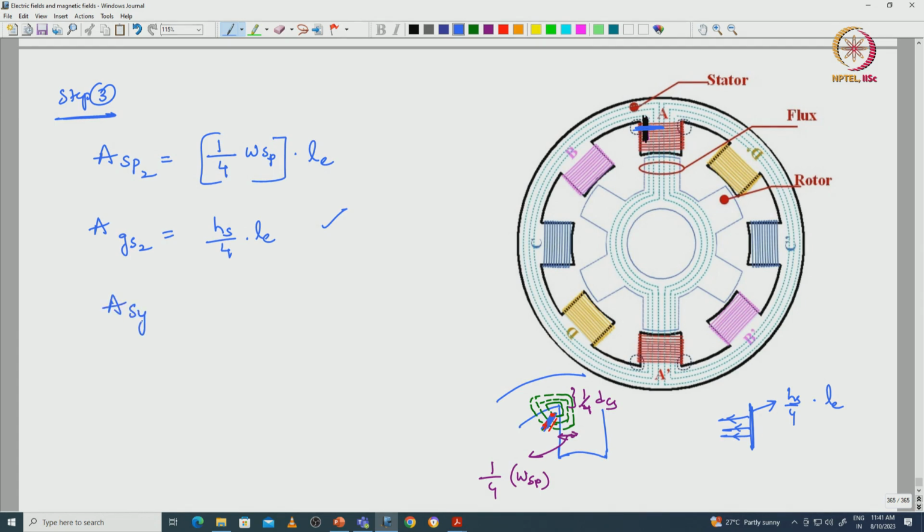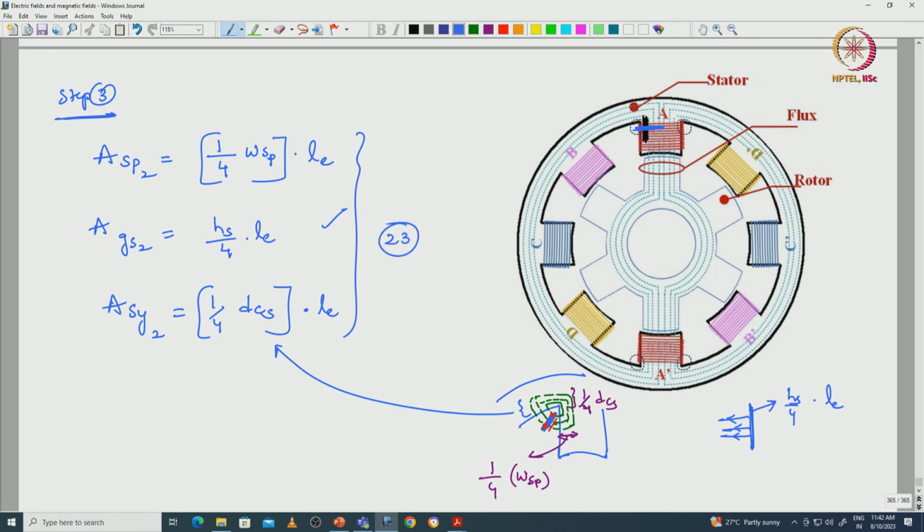Area with respect to the stator yoke is nothing but 1/4 of the actual depth of the stator yoke or stator back iron, because for the leakage flux I am considering 1/4 of the flux width of the stator yoke. So, this width I consider as 1/4, and then into the length of the core. So, this is equation number 23.